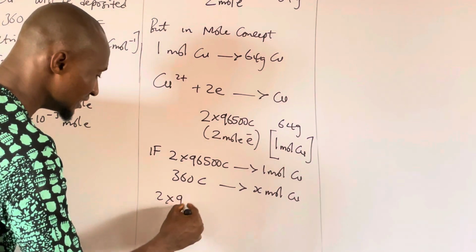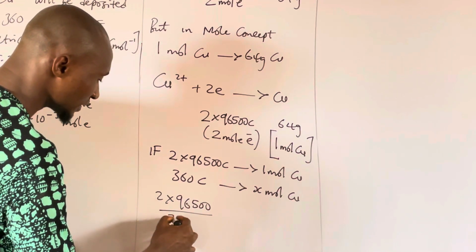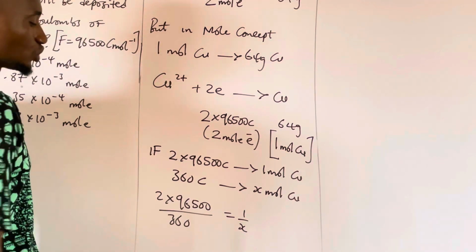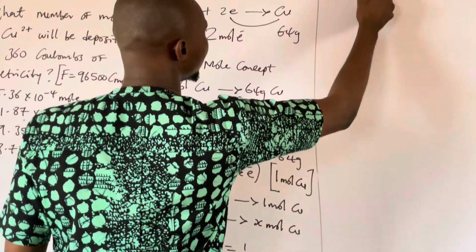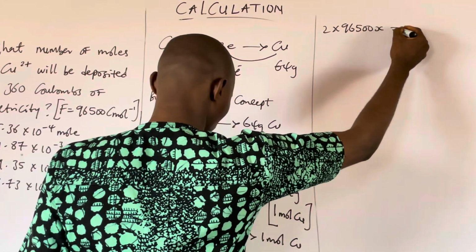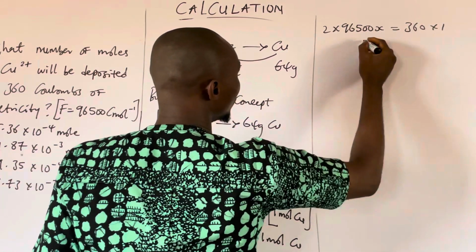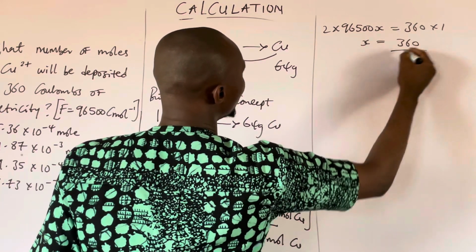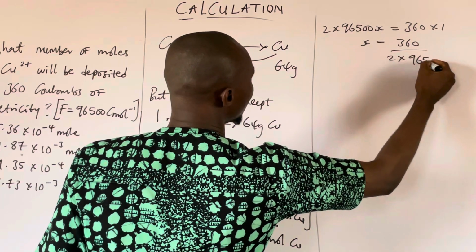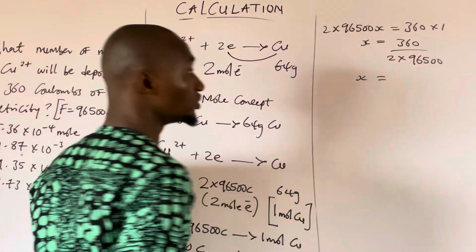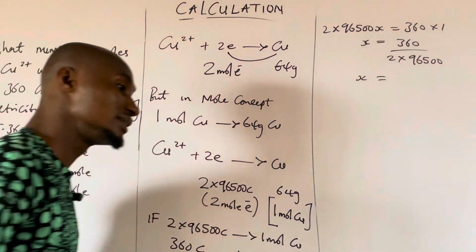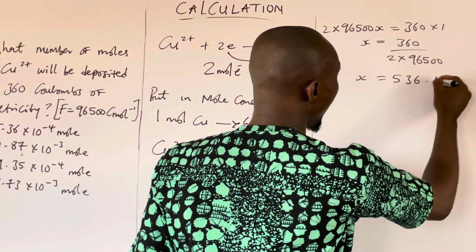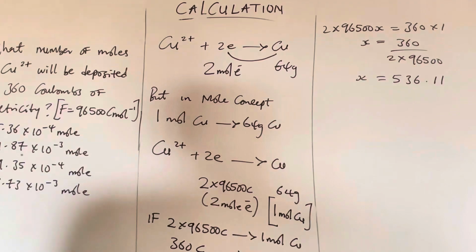So 2 times 96,500 over 360 equals 1 over X. So over here we have 2 times 96,500 times X equal to 360 times 1. So X is equal to 360 over 2 times 96,500. X is equal to what? 536.11. Now let's go back to our options.